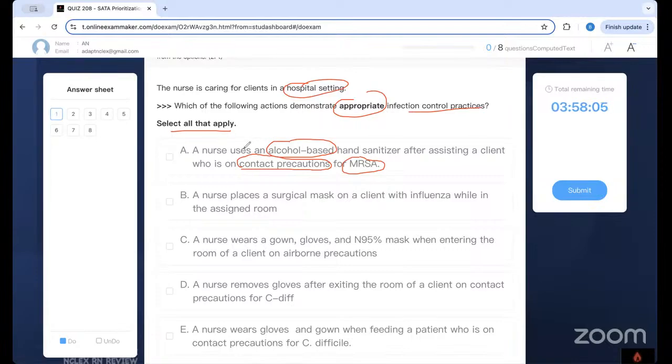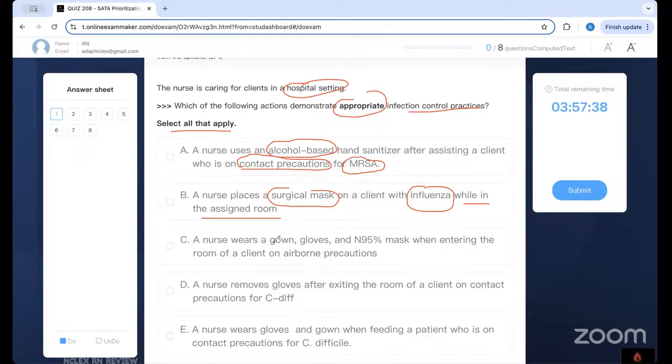Next one. The nurse places a surgical mask on a client with influenza while in the assigned room. So when a patient is in the assigned room, the nurse places a surgical mask. Is this an appropriate infection control protocol? If it is, select it. If it's not, forget about it. For select or apply, you don't have to guess. If you don't know, just let it be.